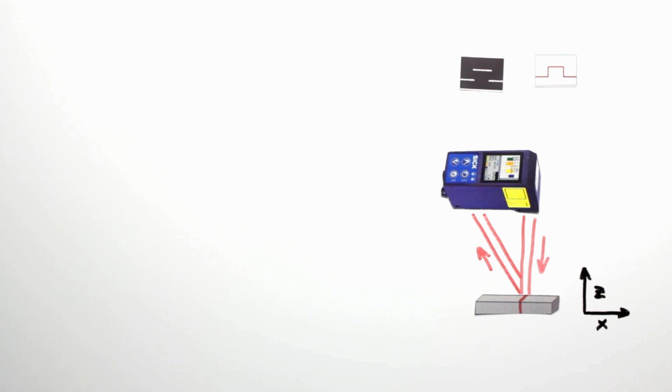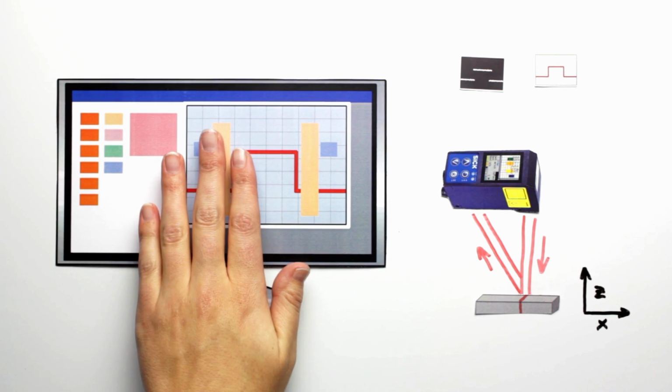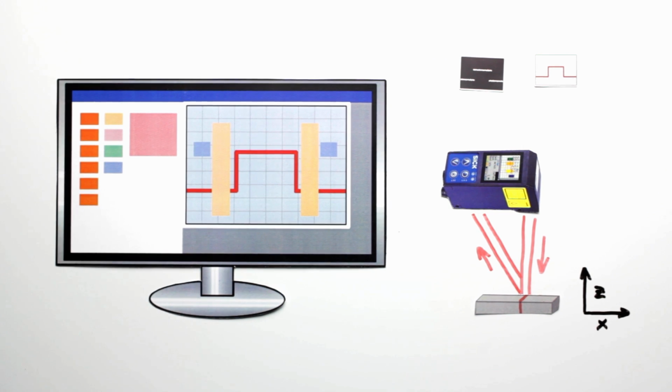In order to detect the horizontal position of the object, the camera image is evaluated and transformed in the sensor, then visualized in the form of a generated profile on the built-in LCD screen or on a computer using the provided software.